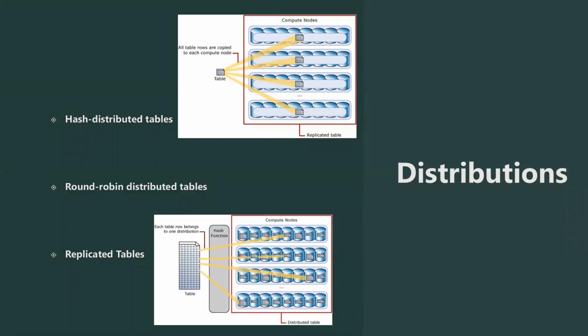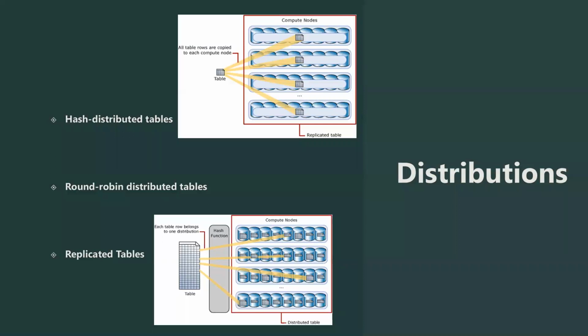Let's talk about distributions. A distribution is the basic unit of storage and processing for parallel queries that run on distributed data. When Synapse SQL runs a query, the work is divided into 60 smaller queries that run in parallel. Each of the 60 smaller queries runs on one of the data distributions. Each compute node manages one or more of the 60 distributions. A SQL pool with maximum compute resources has one distribution per compute node. A SQL pool with minimum compute resources has all the distributions on one compute node.